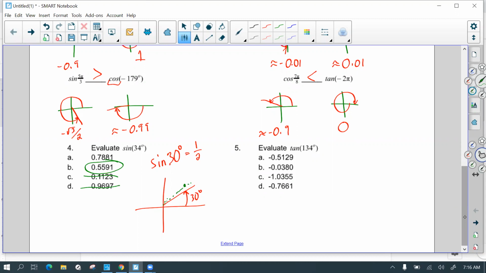The tangent of 134, again, think of a special angle, and the special angle that's best is 135. So the tangent of 135 degrees is exactly -1. But you want the tangent of 134, so it's very, very close to -1. It's just 1 degree away. And you look at your 4 options and you pick the one that's closest to -1. That's the intention for 4 and 5.